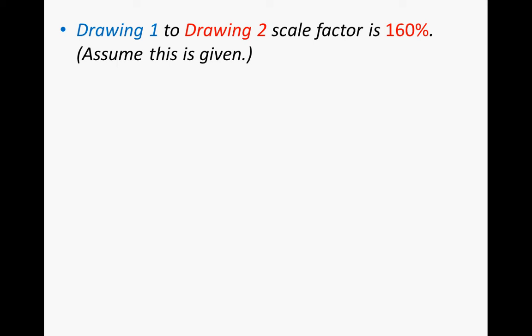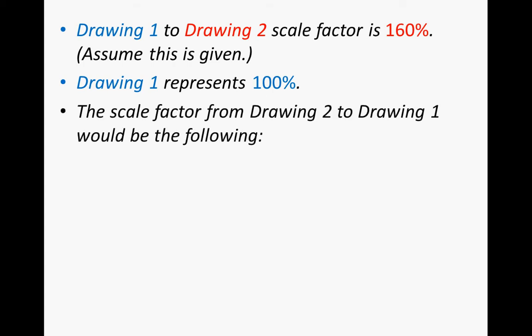So I've color-coded this. Drawing 1 will be in blue and drawing 2 will be in red. The scale factor from drawing 1 to drawing 2 is a scale factor of 160%. Again, drawing 1 would be considered the original, so that's 100%, and drawing 2 is 60% more, so it's 160%. Assume that this is given. Again, drawing 1 is 100%, and the scale factor from drawing 2 to drawing 1 would be the following.